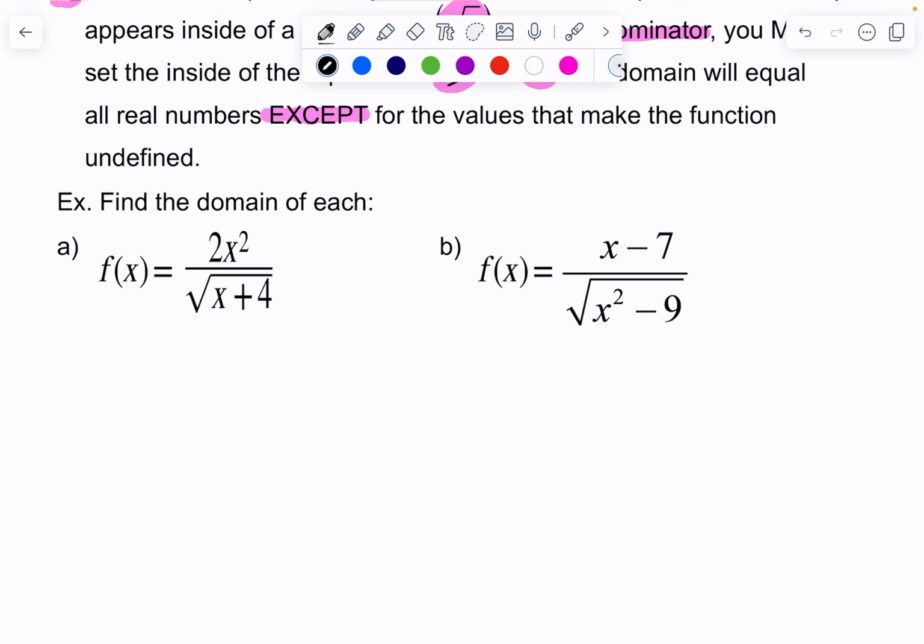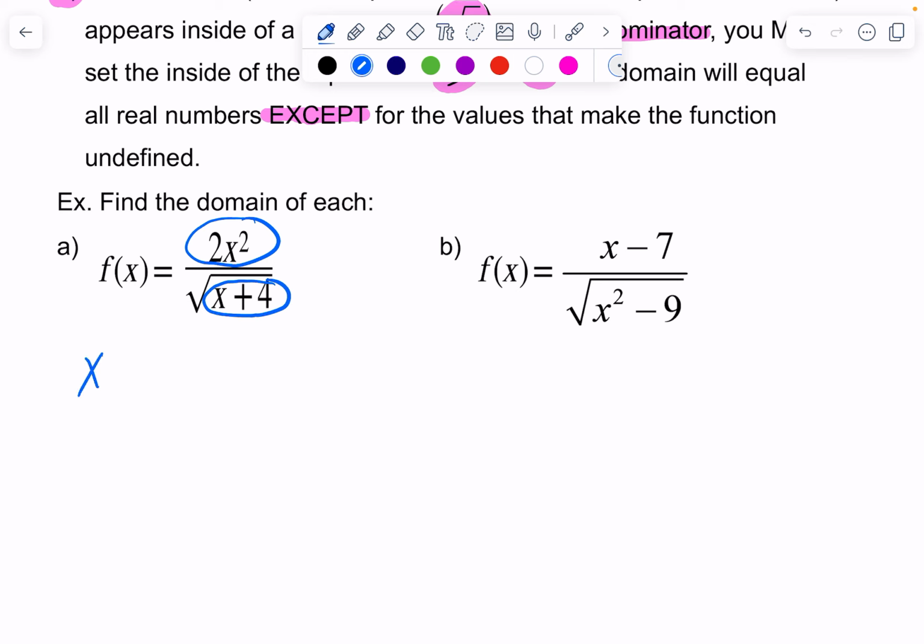So let's get to it. For example, A here, we have f of x is equal to 2x squared divided by the square root of x plus 4. Please remember that the numerator does not matter. That's fine. That can be 0, so we're not worried about that. But what we are worried about is the denominator.